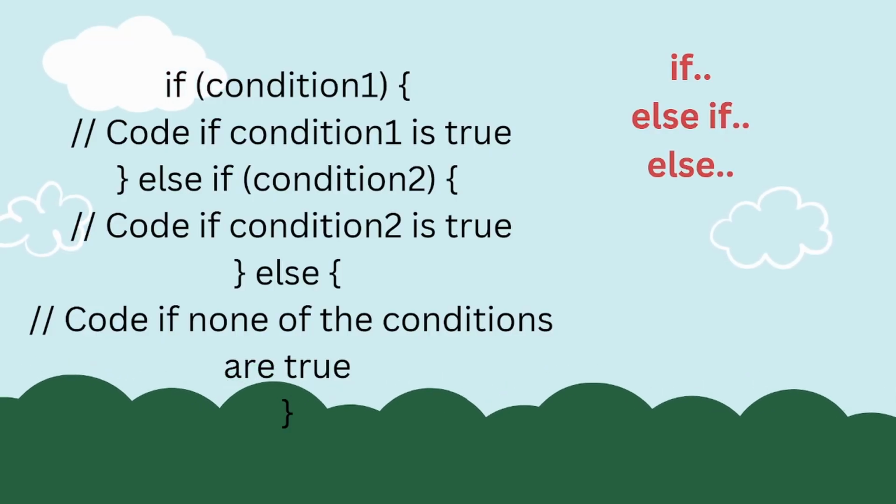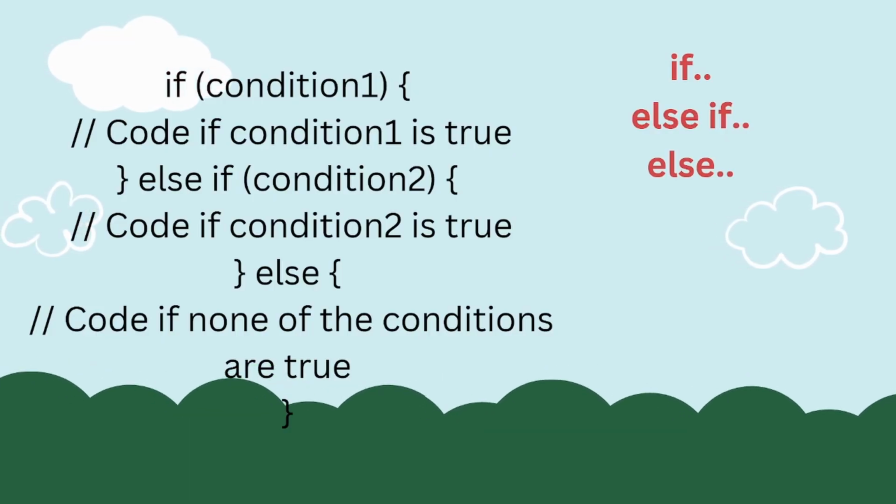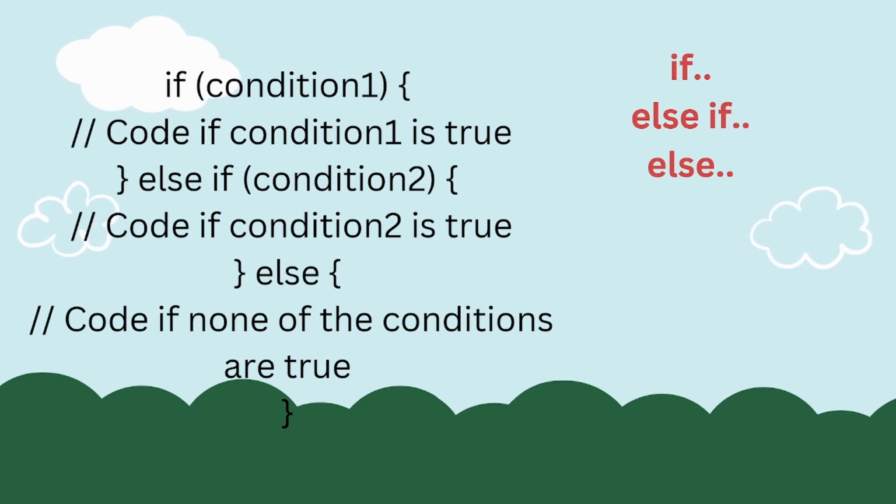So if my condition 1 is true, the code will be run. Else if condition 2, the code runs if the second is true. And also else: if the if and else if are not true, my code will be executed. So that's why this is all about true values, because we have to use the if, else if, or else section. This is the true value, that's why the code will be executed.